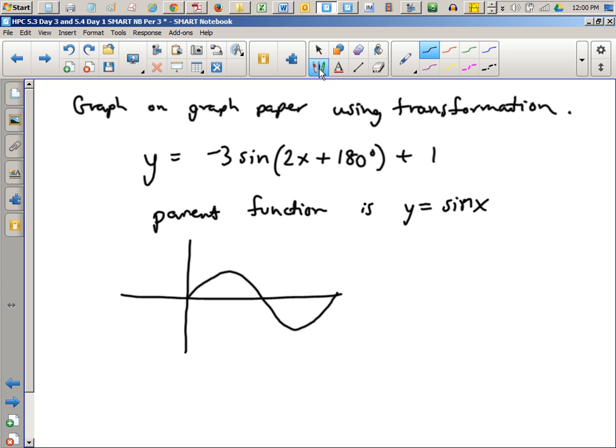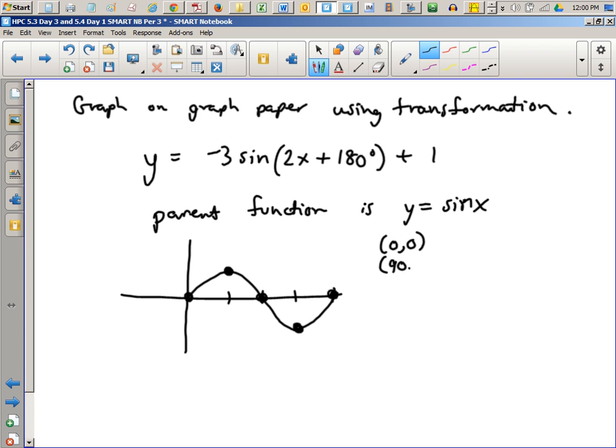We had -1, 1, 0, 0, and 1, 1. Remember that? And so forth. So we're going to be using these 5 points for reference. They are 0, 0, 90, 1, 180, 0, 270, -1, and 360, 0. I'll write those. I said them, so I'll write them.